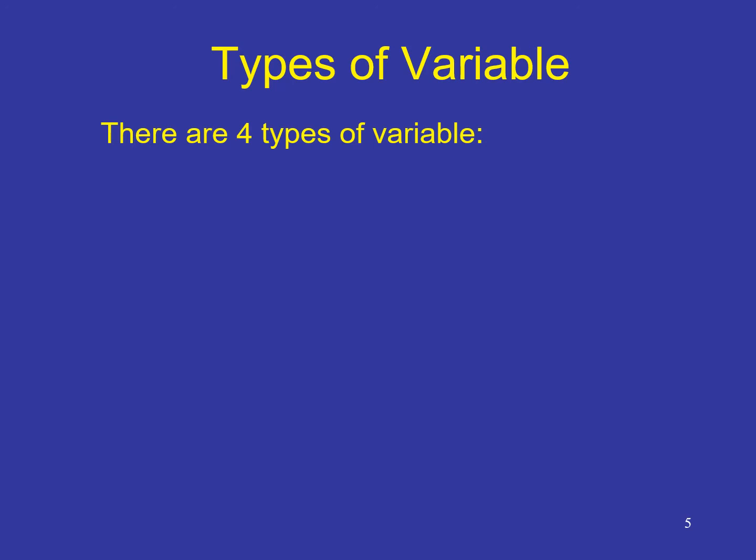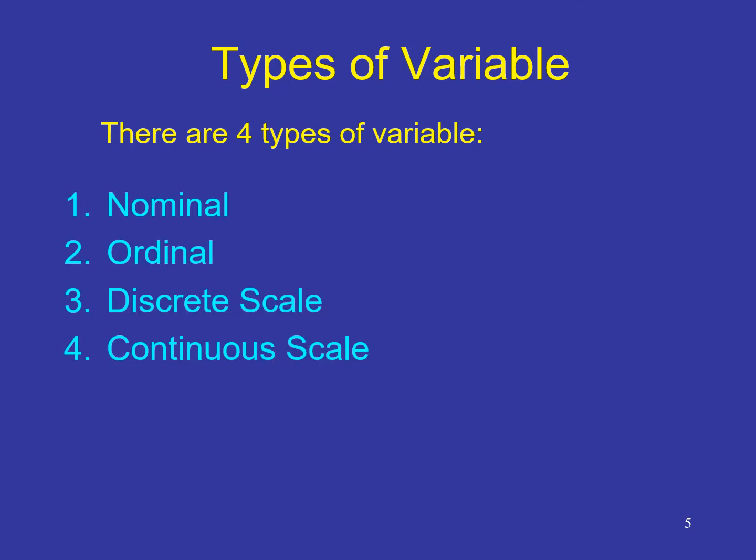Now, there are 4 types of variable: nominal, ordinal, discrete scale, and continuous scale. Let's have a look at each of these in turn.